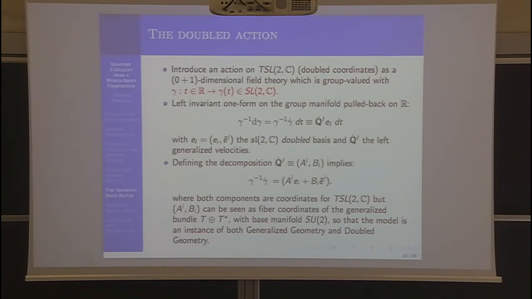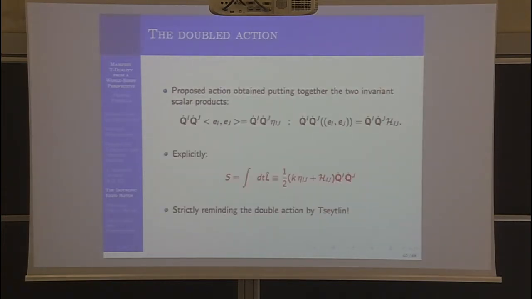We have introduced double coordinates on T-star SL2C. We have defined the left invariant one-form of the group, generalizing in this way. We have proposed an action that is constructed in terms of the two invariant scalar products that we have previously introduced. So the double action on SL2C is written in terms of the generalized metric and the ad-invariant metric once again. This strictly reminds the double action by Tseytlin, essentially.